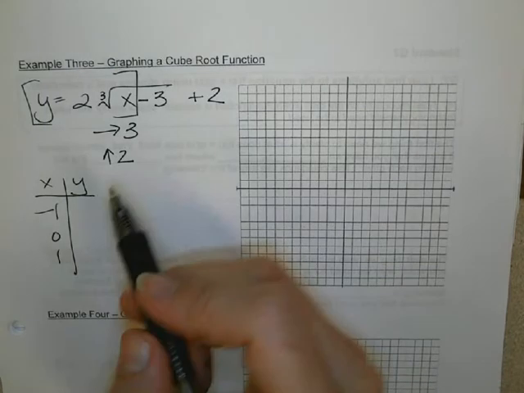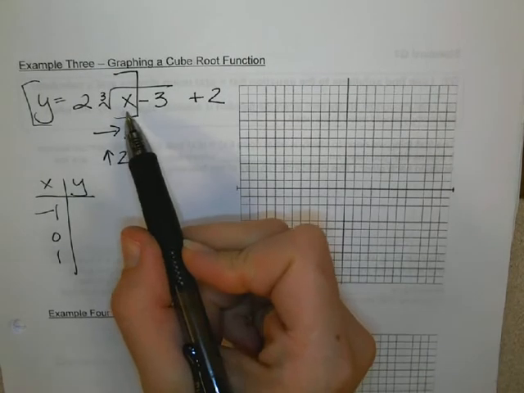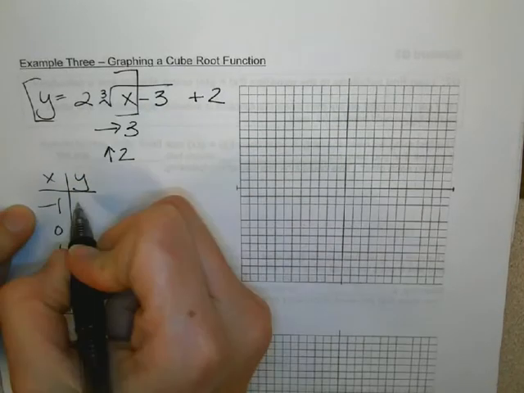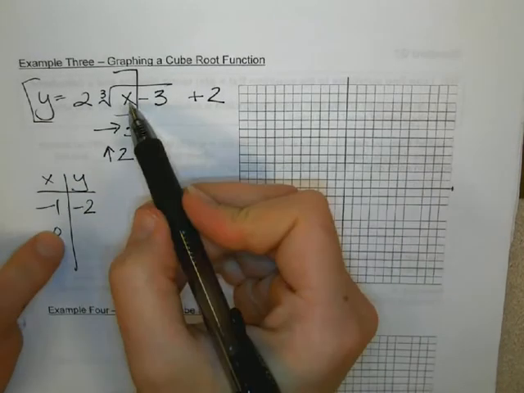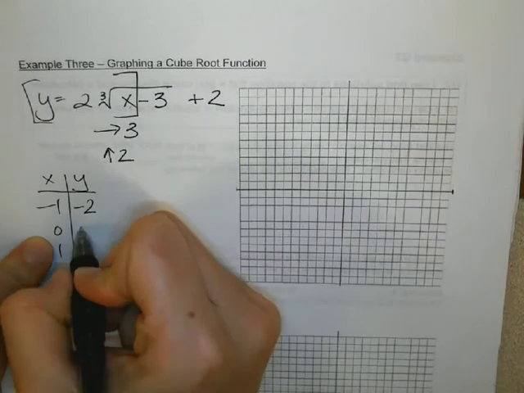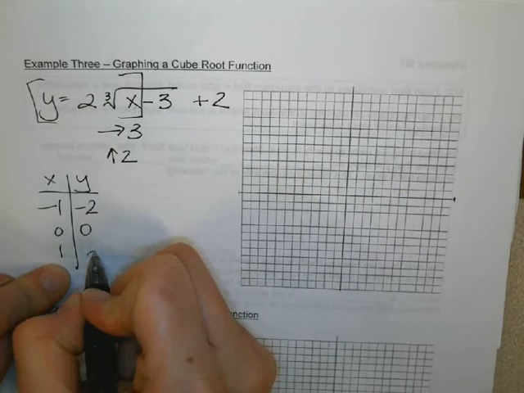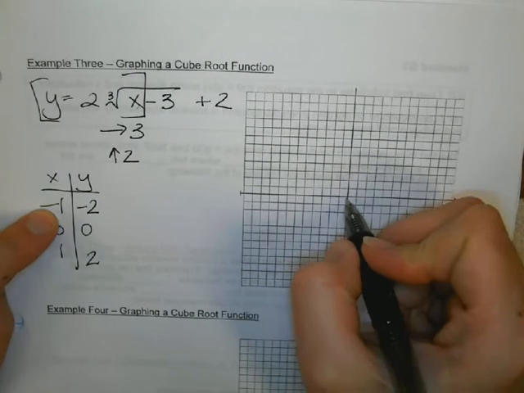All right, when you plug in -1, the cube root of -1 is -1. -1 times 2 is -2. When you plug in 0, cube root of 0 is 0. 0 times 2 is 0. When you plug in 1, cube root of 1 is 1. 1 times 2 is 2. We're going to go ahead and plot those 3 points.